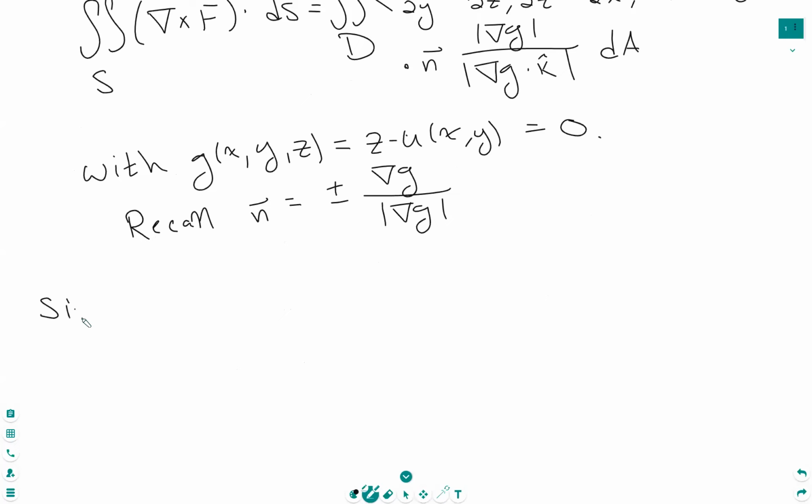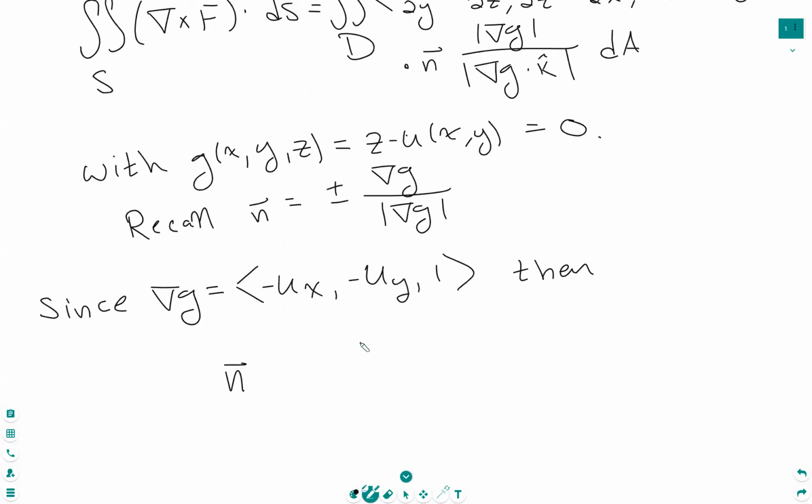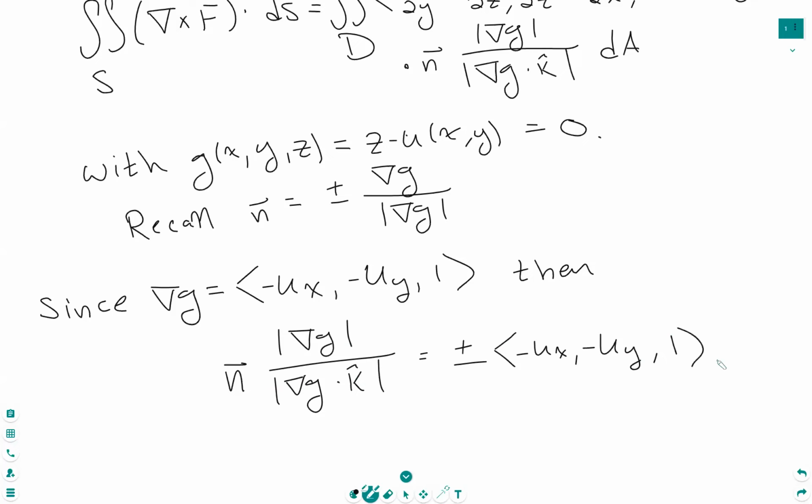So since the gradient of g is equal to negative u, the x derivative of u, and then minus u y, 1, then the normal times the gradient of g in magnitude divided by the gradient of g dotted with k hat magnitude is equal to plus or minus negative ux, negative uy, 1. So we just took care of this whole segment right here, this n times our ratio of the magnitudes of the gradient of g and the gradient of g dot with k.